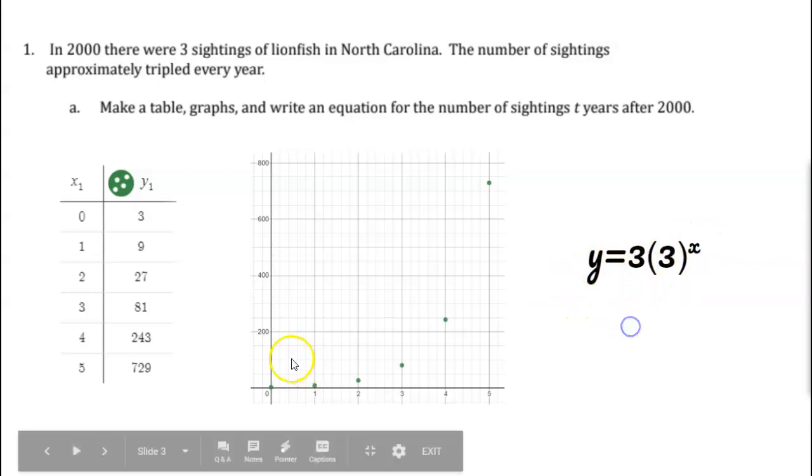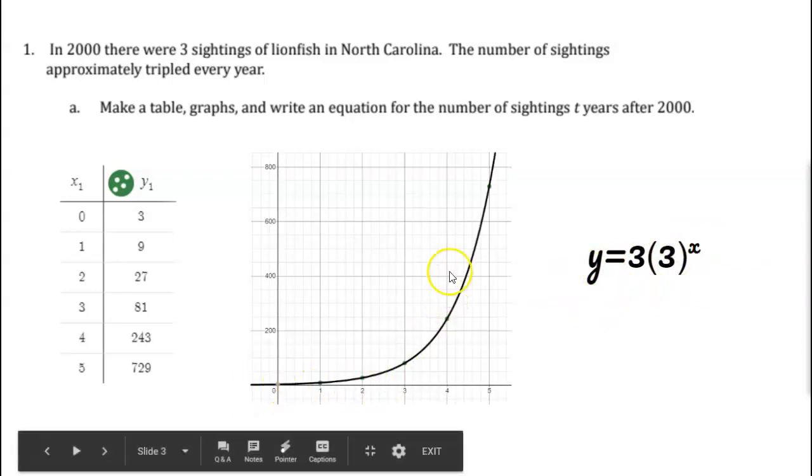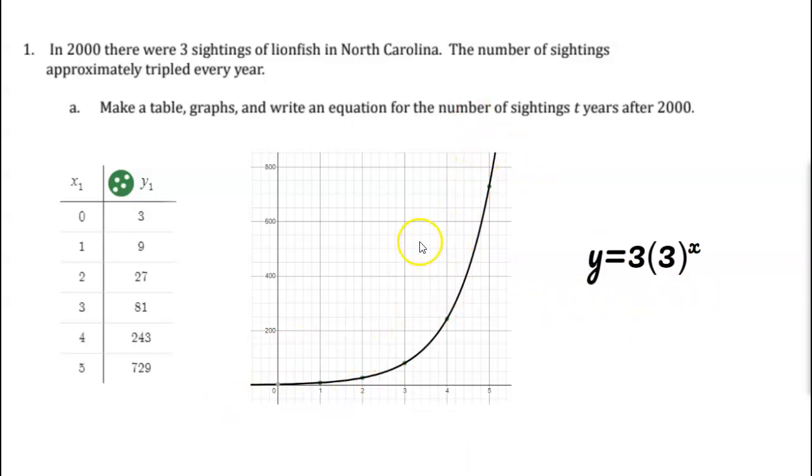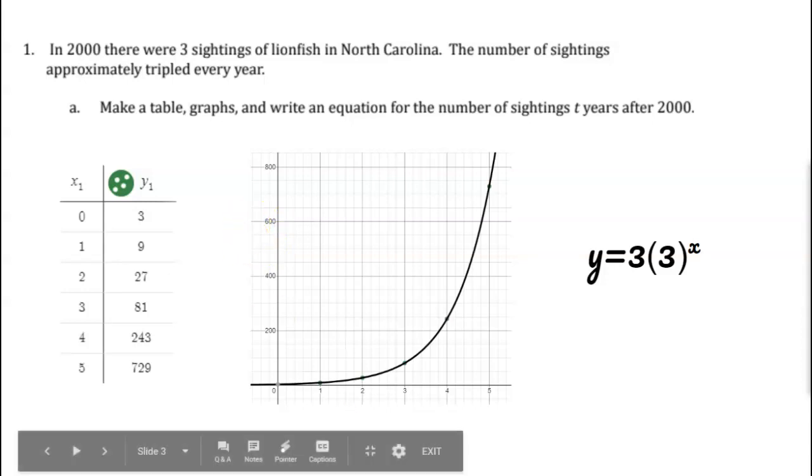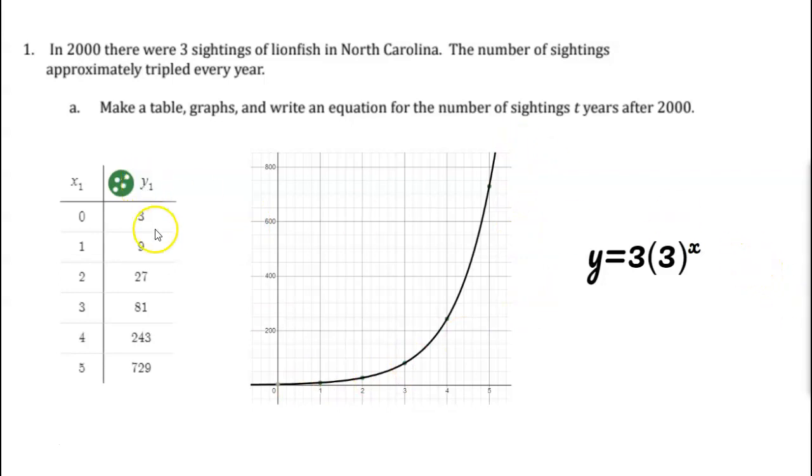And then I can go in and just graph that line and see if it hits my points the way I expected it to, and it does. So I've got a couple of graphs that I made, the one with just my points and then the one based on my equation. It helps me double check myself and make sure that I've got a good model for this situation. So this is now a model that would predict how many lionfish sightings we would expect in North Carolina after so many years after the year 2000.